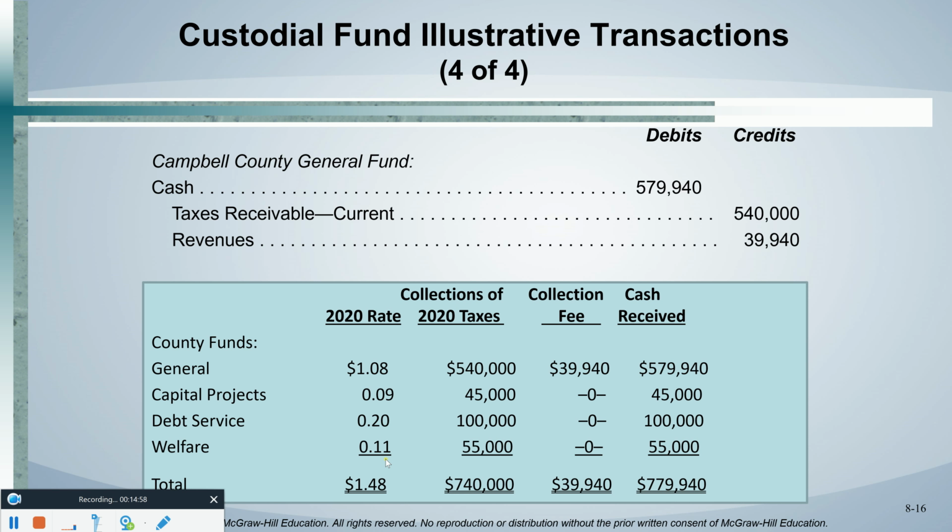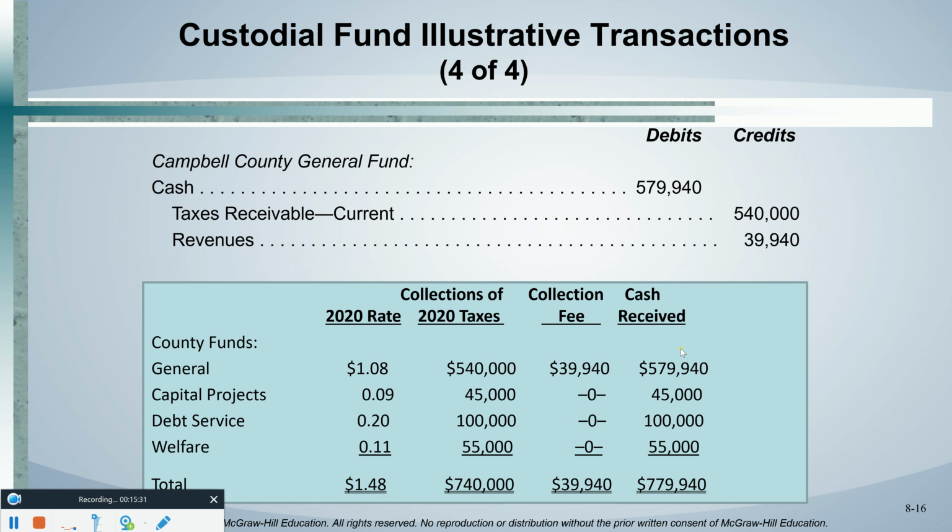Now, when you get to the county level, there are actually 4 funds where the taxes are going to be allocated. The General Fund, the Capital Projects Fund, the Debt Service Fund, and a Welfare Fund, which is most likely a special revenue type of fund. We're going to concentrate, and if you take a look at the top of the slide, the General Fund. So here's the General Fund. $540,000 in taxes were collected for the General Fund. That'll be the credit to the taxes receivable account.